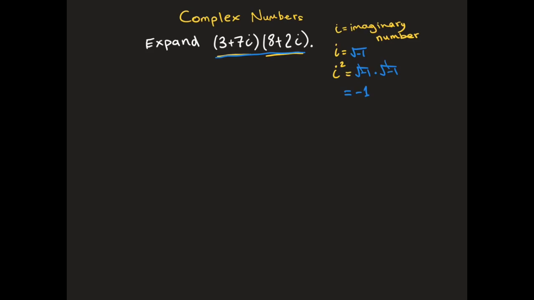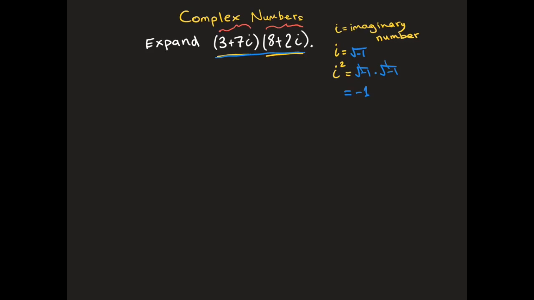Now, we will be using the FOIL method because we are just expanding as if we were expanding a normal quadratic equation that has been factored. So we're just making this from factored form into standard form. It's basically all we're doing. Now, if you're familiar with the FOIL method, you know that we have to multiply whatever is in the first brackets by everything that's in the second brackets.